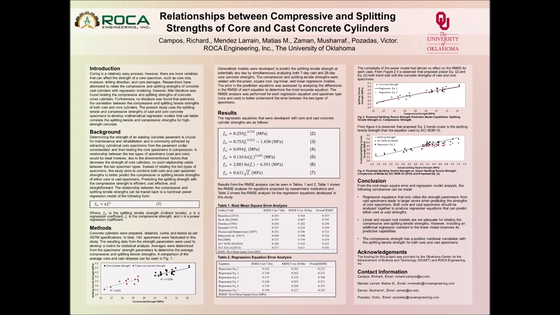Instead of relating the two types of specimens, this study aims to combine both core and cast specimen strengths to better predict the compressive or splitting tensile strengths of either core or cast specimens.